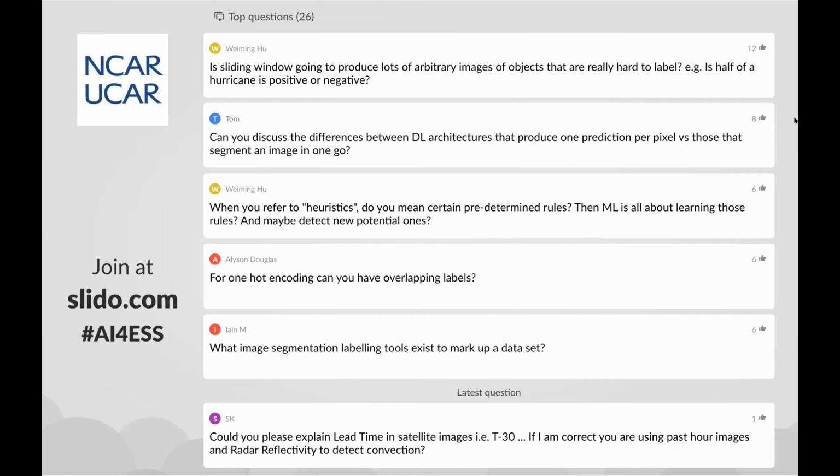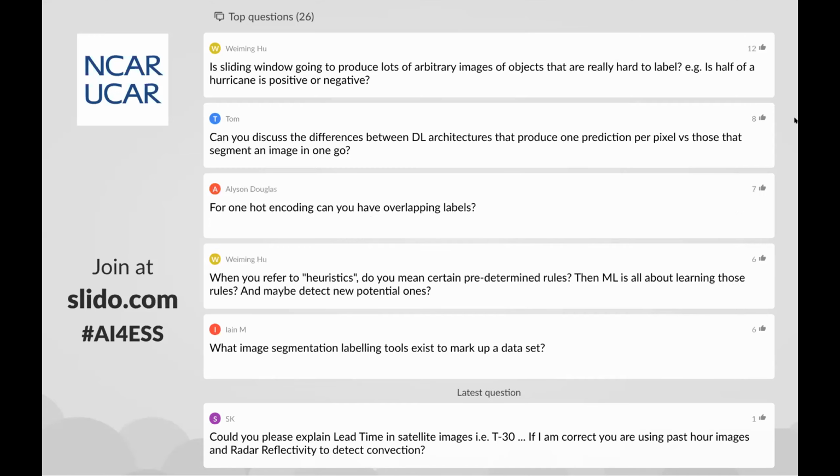When you refer to heuristics, do you mean predetermined rules? Then ML is about learning those rules and maybe being able to detect new ones. Is the question here. So this is true. There's a predetermined set of rules: if A is equal to or greater than some value, if B is greater than some value, it's determined that this is a front or atmospheric river or some other feature you're looking for. So these are based on predetermined rules.